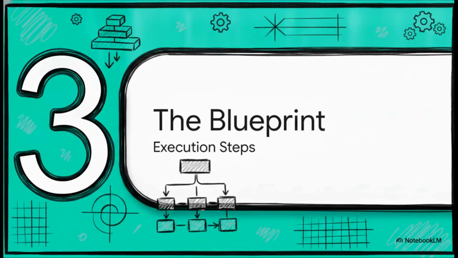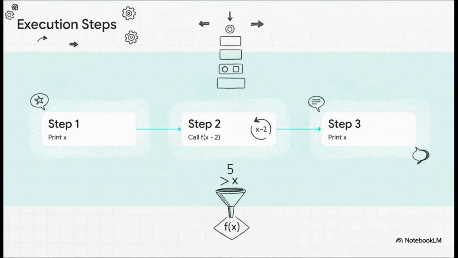Part 3, the blueprint. Now, to really get this, we need to understand the exact sequence of operations. This specific execution problem is a classic. You'll see it all the time in product-based company interviews, so you definitely want to nail this down. Let's assume our base condition checks that our variable x is greater than 0. If we pass the number 5 into our function, making it f of 5, it's going to sequentially execute 3 exact steps. Step 1, print the value of x. Step 2, call the function again recursively, passing x minus 2. And step 3, print the value of x one more time.